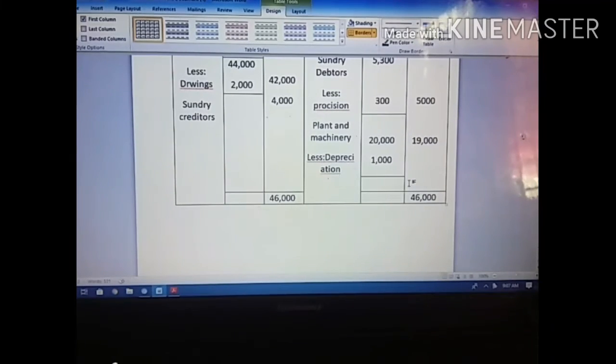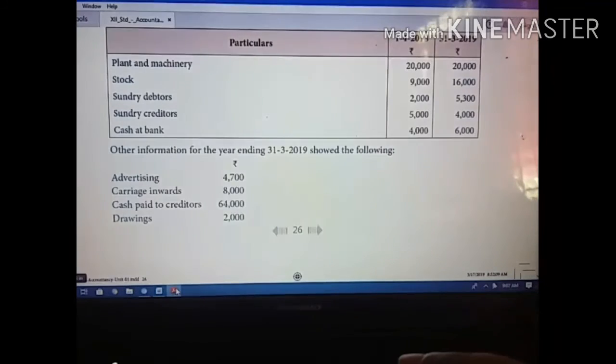So this is illustration 19. We have to find out the statement of affairs. We have to find out the opening capital through the statement of affairs. Here the opening capital is missing, and the purchase is missing. For purchase we have to open a total creditors account to find out the credit purchase. For capital we have to open a statement of affairs.